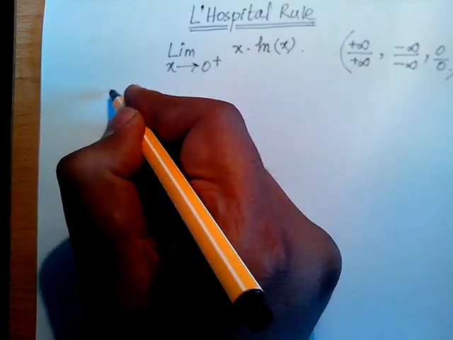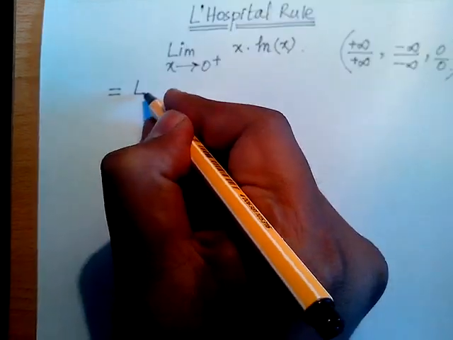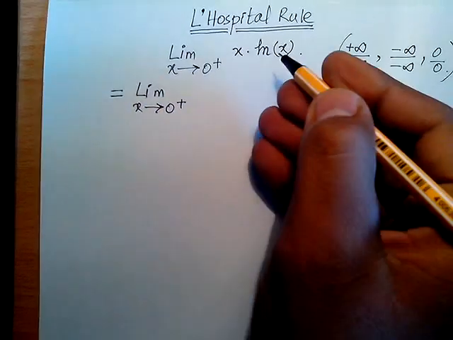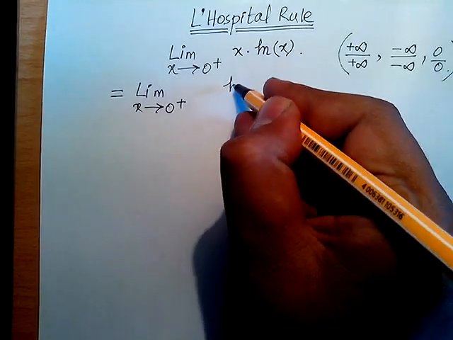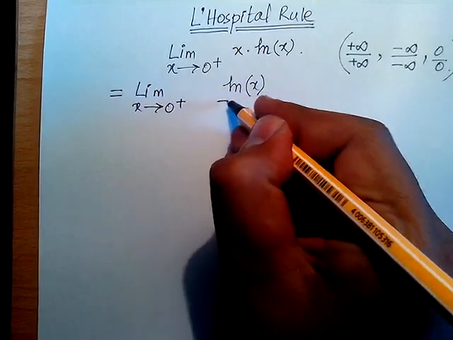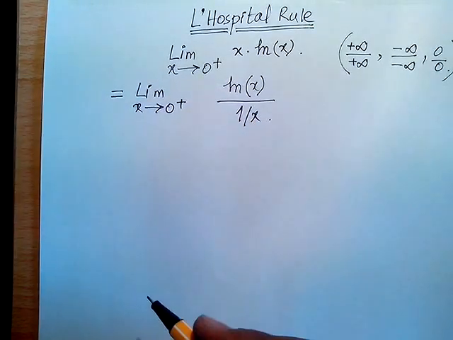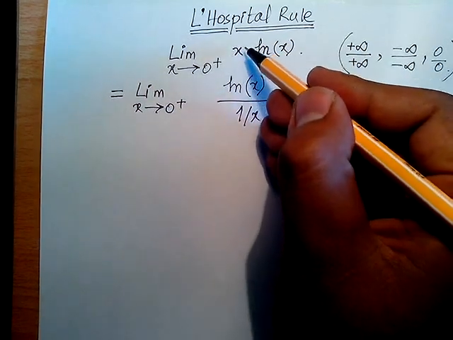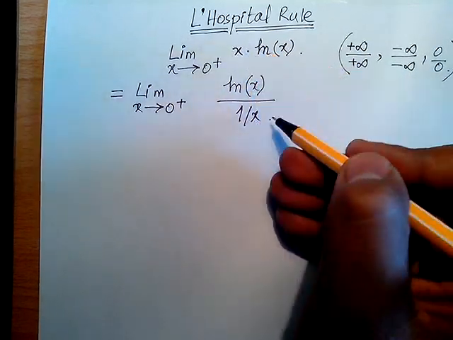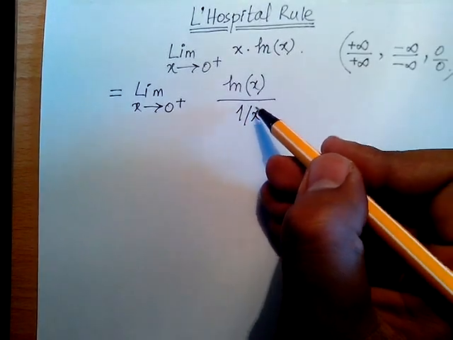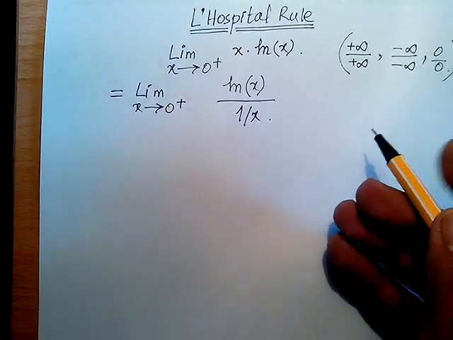So how do we do that? If we write this x as 1 over x, then we see what happens. Since this is a numerator, we can still write this x as a denominator, but of course we have to take a reciprocal of this.